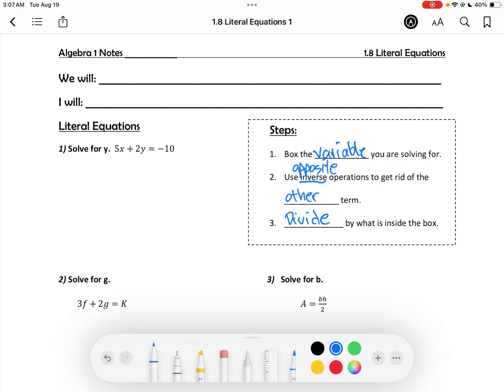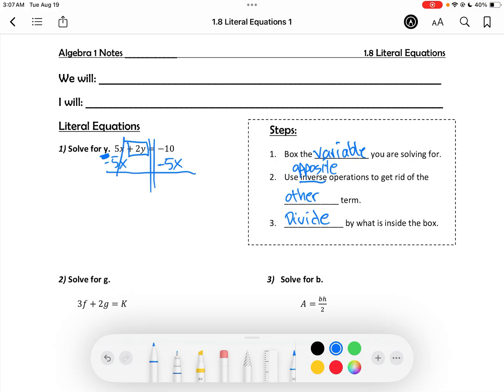So let's review yesterday for what we would have done for solving for y. The first step would be to box the letter y in this situation. So I'm going to draw my train tracks and work on getting the letter y by itself. Outside the box I have this positive 5x. The opposite of positive 5x, the inverse of it, is negative 5x. And what I do to one side, I have to do to the other.